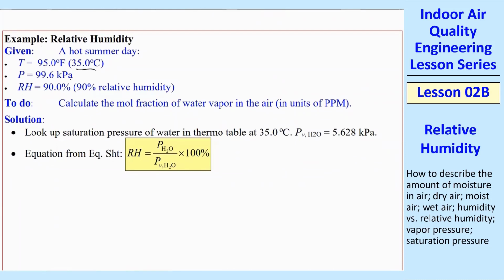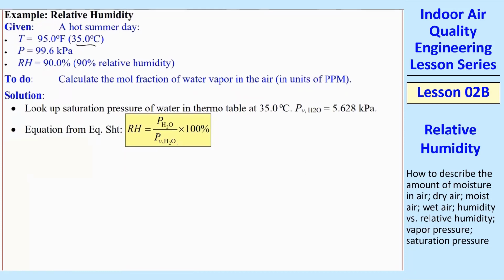Pressure, more typical of around State College here, is under 100 kPa. Relative humidity is 90%. So this is a hot, humid day. Remember, like in the summer when it's just so sticky and hot. So let's calculate the mole fraction of water vapor in the air. How much water vapor is actually in the air?